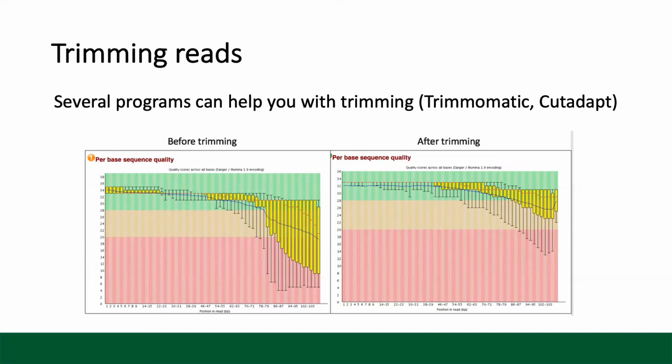So for example, here you can see that beforehand there were a lot of reads falling into the low quality scores towards the end, but after trimming it got rid of a lot of those regions. And so you know you're working with high quality data.